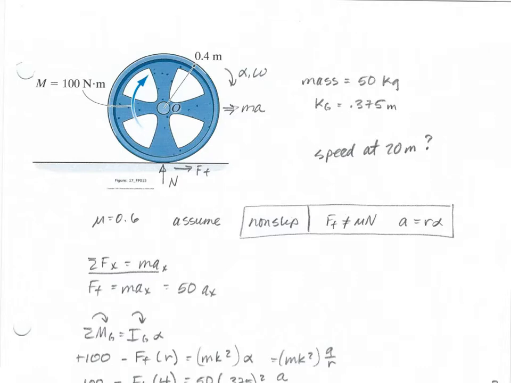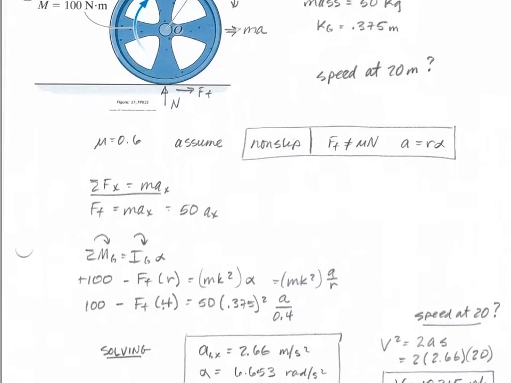At the beginning here, we're going to set the mu of 0.6, and we're going to assume, we're going to check it later, that it's a no-slip condition. And when there's a no-slip condition, we know that the force of friction does not equal mu normal, but a does equal R alpha. All right, so let's just do our force equations and our moment equation, and we can see how this goes.